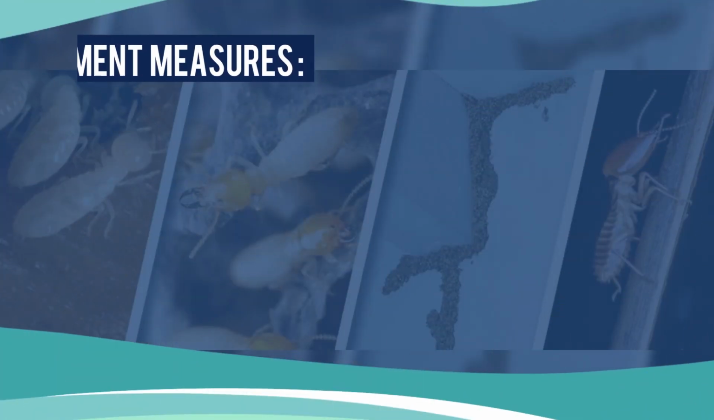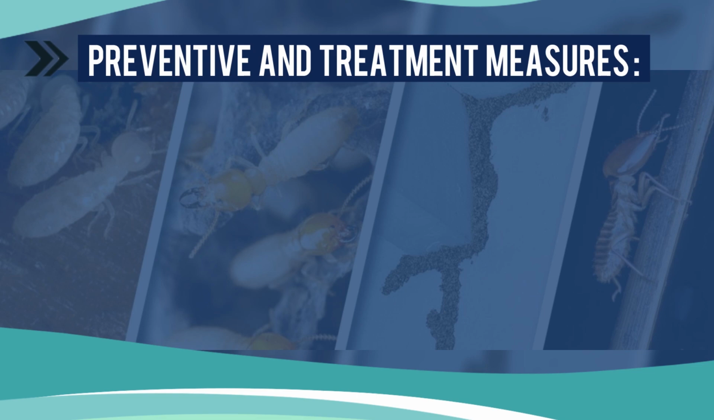Then the complexity of treatment. Removing termites involves complicated and often costly treatments. It is therefore highly recommended to adopt termite proofing measures during the construction phase to prevent invasion. Then the preventive and treatment measures.